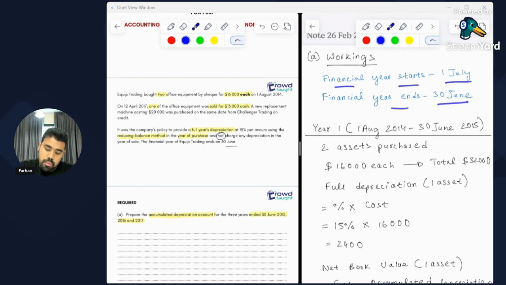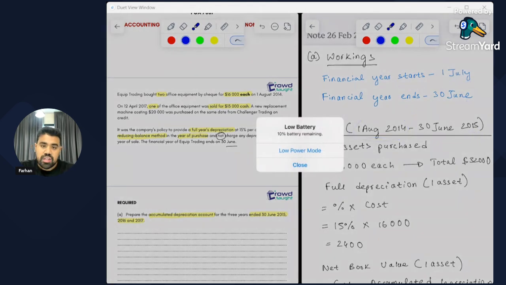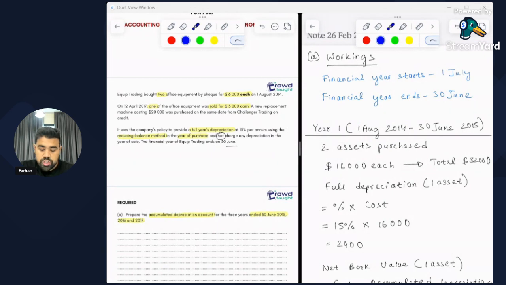Okay? So year one is starting from 1 August 2014 and ends on 30 June 2015. Now, why does it start from 1 August 2014? Based on the first paragraph, we know that the business purchased two assets on 1 August 2014, right? And we know that the financial year ends on 30 June, which means the first year will start on 1 August 2014 and end on 30 June 2015 of the following year, okay?